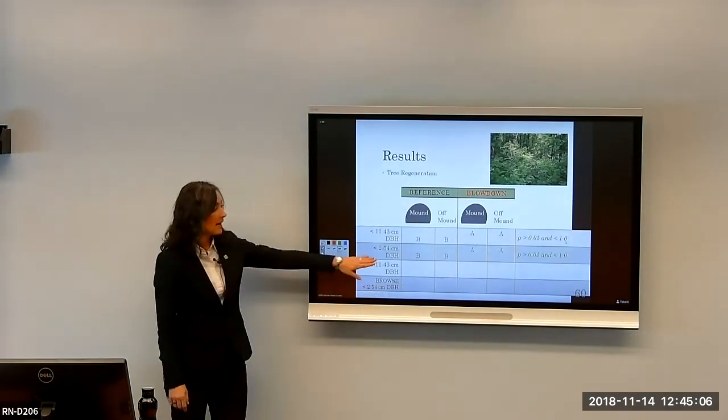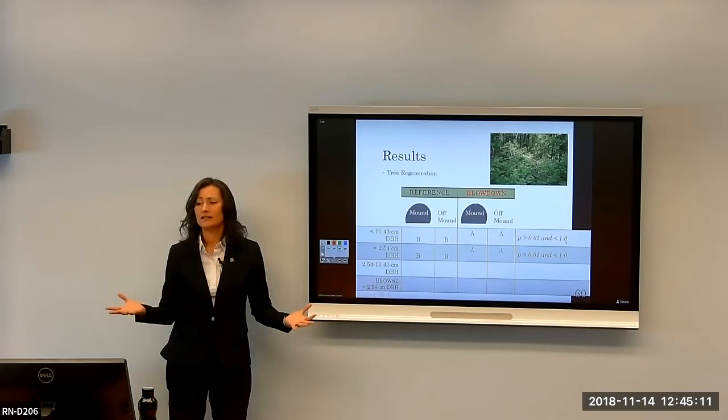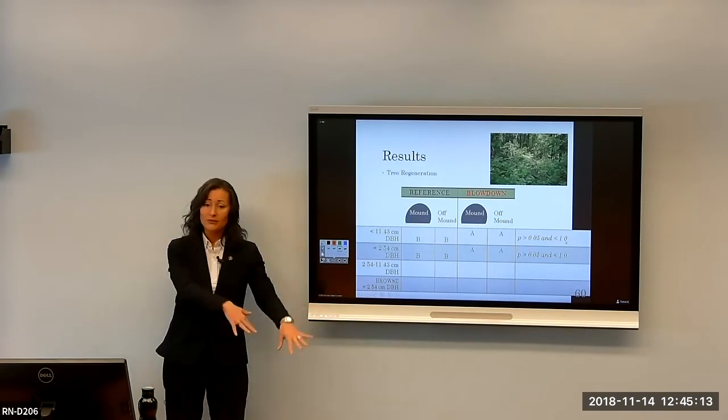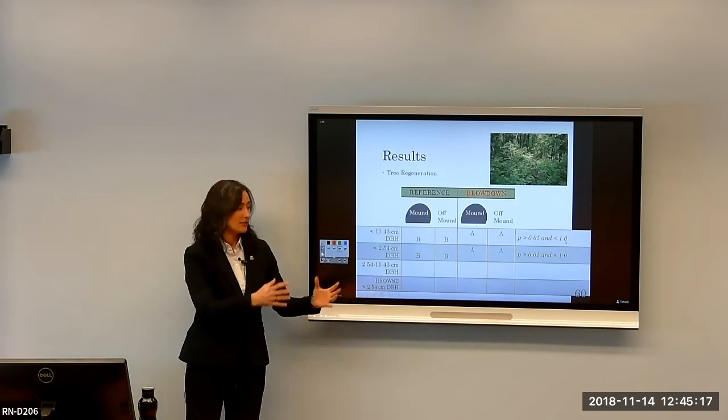For the small saplings, same pattern. There was just more in the blowdown areas. And this makes sense, right? The big trees are blown down, there's more light available. There's space for trees to come in.